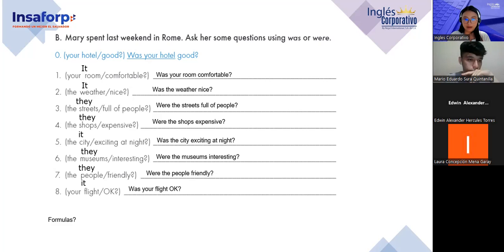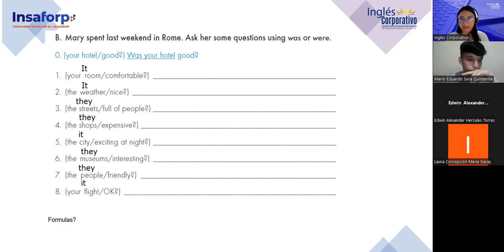Okay. Vamos a ver. Hacer la misma práctica individual. Mario, number one, make the question for number one. Mario Eduardo, please. Was your room comfortable? Wow, interesting. Alex, Edwin Alexander, number two, please. Okay. Was the weather nice? Okay, thank you. Laura Concepcion, go please. Perdón, ¿cuál era el...? Number three, go please.